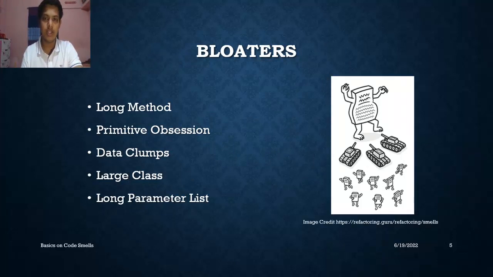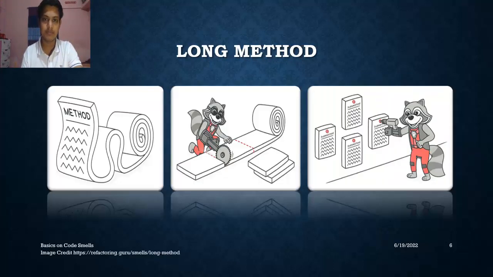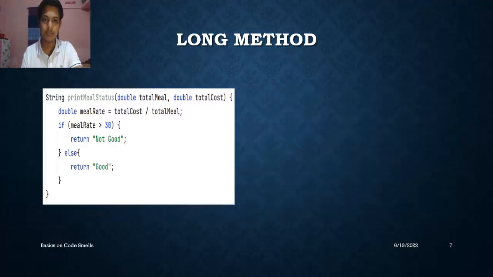So in bloaters we have various code smells. We have long method, primitive obsession, data clumps, large class, and long parameter list. In our code, a method which is more than 10 lines raises the question of whether your method is right or not, because a long method is not good for your code. We have to break down the long methods into small parts and use each of them.